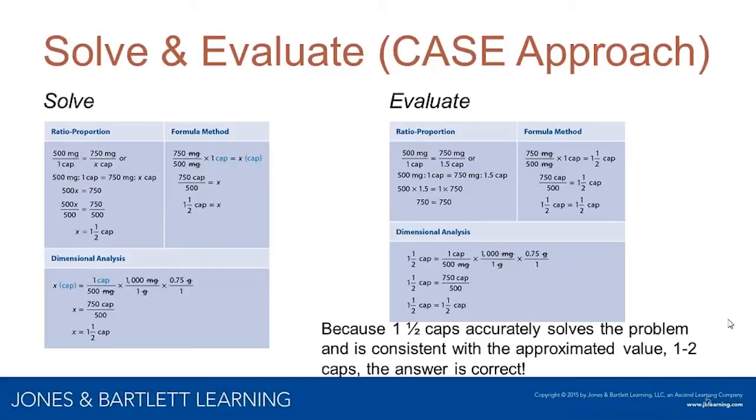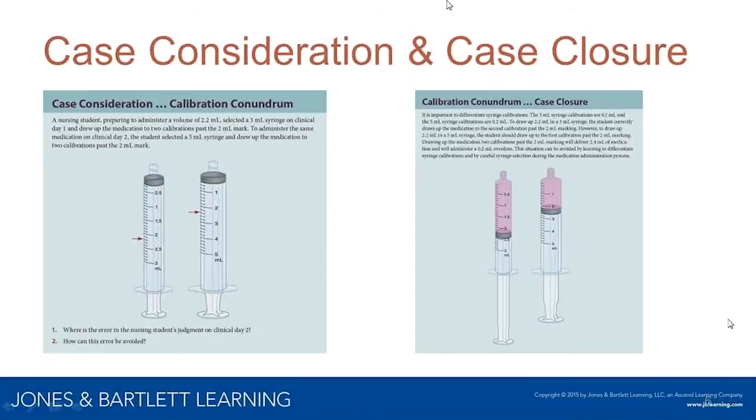On the next slide, we'll show you an example of case consideration and case closure. So a case consideration is the chapter opener, and case closure is the chapter ending. To immediately engage the learner, each chapter begins with a case consideration. This is a dilemma or error that's designed to capture the student's attention and pique their curiosity about the chapter content, and resolution, which is revealed at the end of each chapter in a case closure.